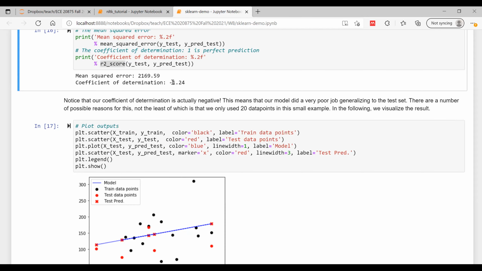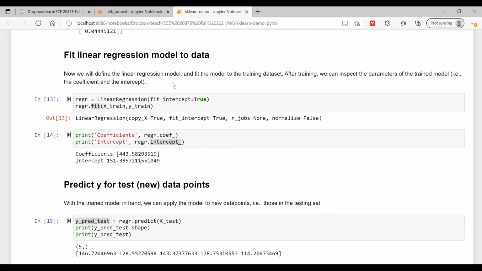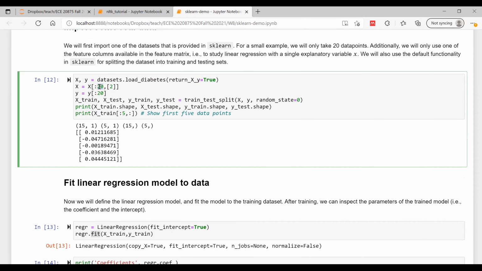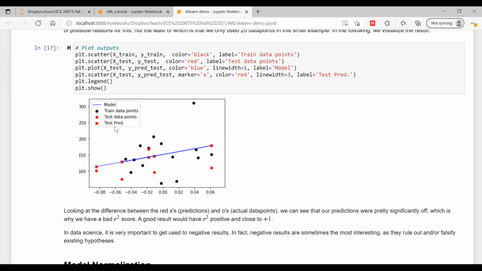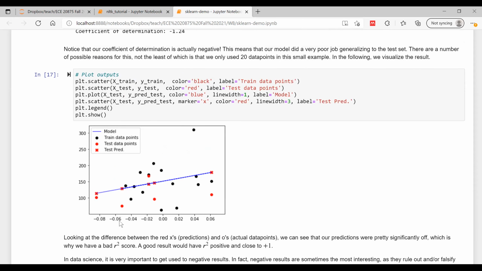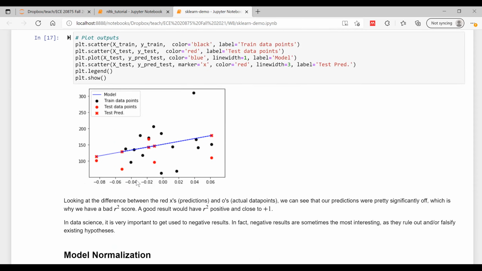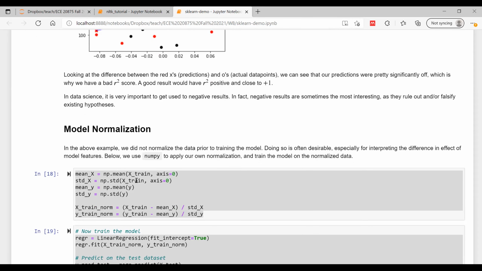We are using only 20 of them. I forgot the actual number. Yeah, we're only using 20 samples. So we haven't gotten a very good model at all. All right, so if we plot it out, as you can see, it's not very good. Also remember, we didn't normalize anything.